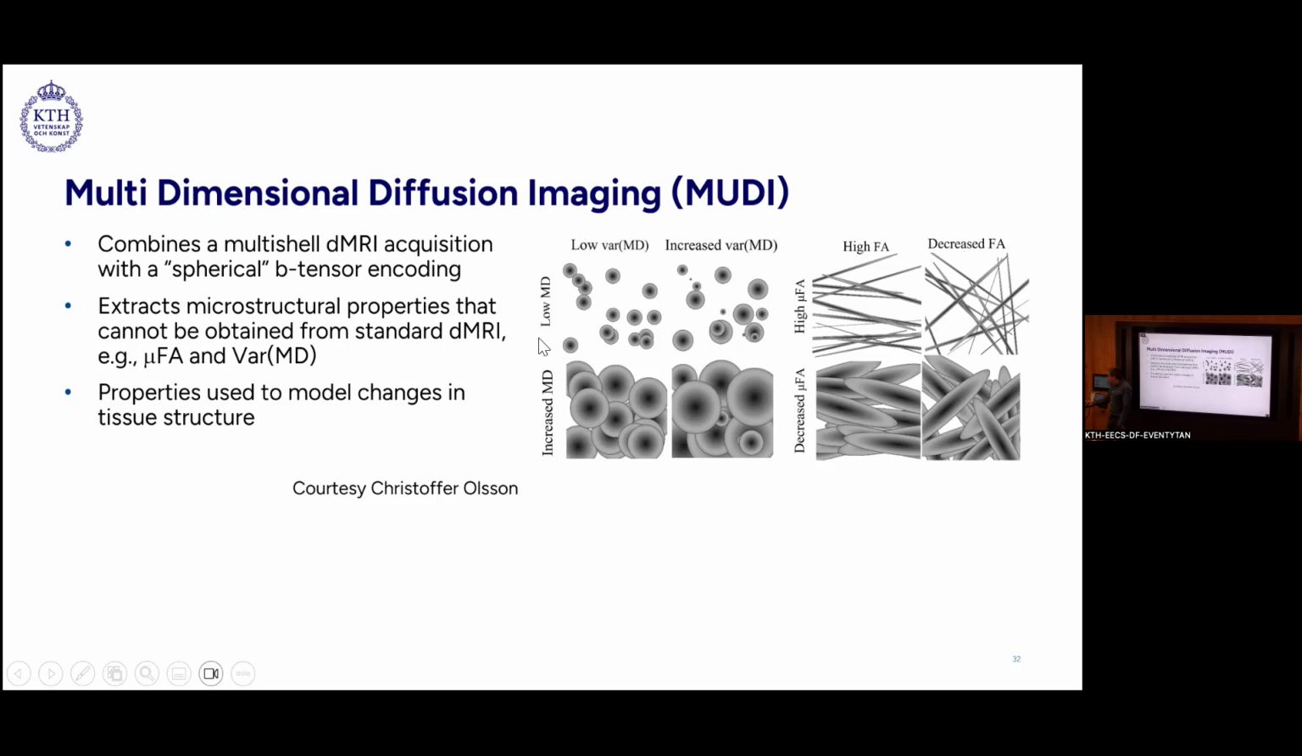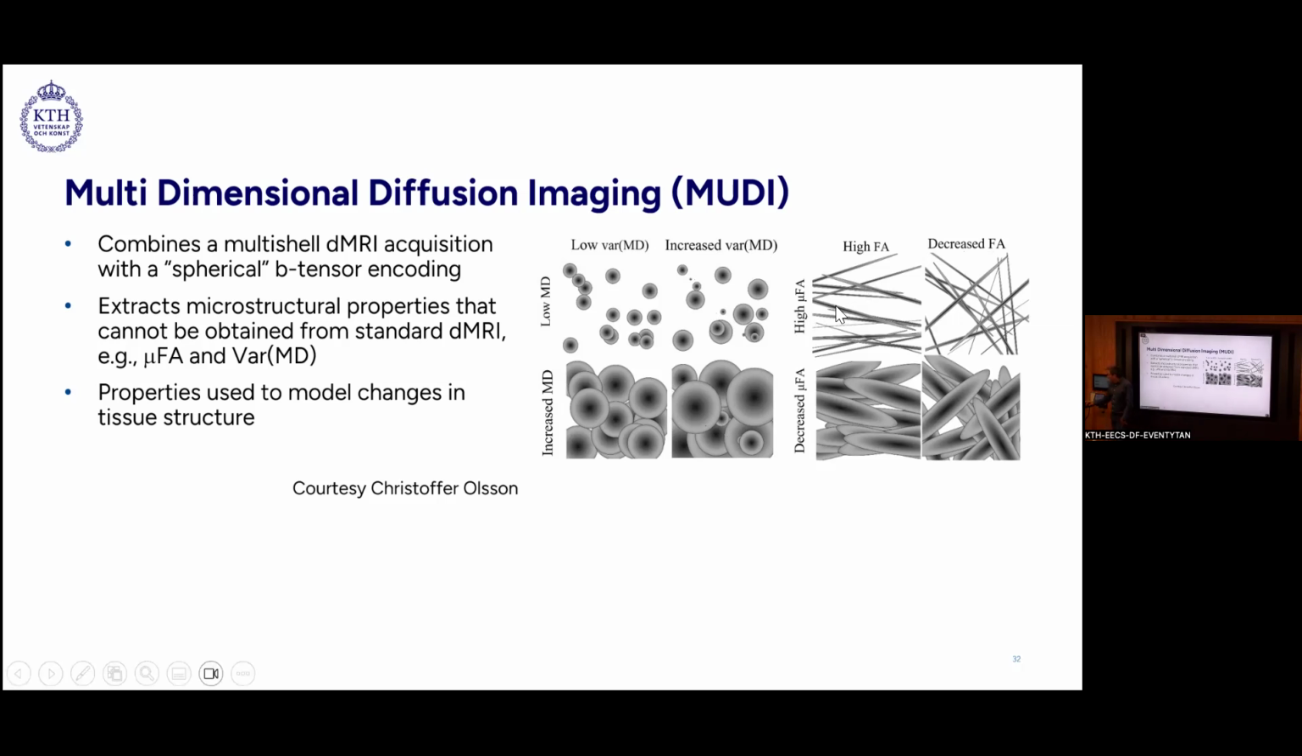So here, if you have a low mean diffusivity, that means that the water cannot move that much in the voxel. So then maybe the water is inside the cells. Or here, if it's big, then that means it is maybe free water, so maybe CSF. But then this is empty. But if you have also the variance, then here you will have smaller and bigger cells maybe, and here you will have a mixture between cells and free water. So you can distinguish between all these cases.